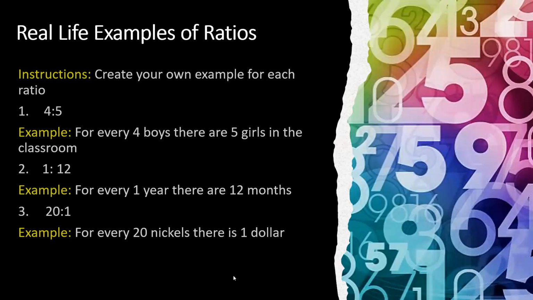For number 1, 4 to 5. For number 2, 1 to 12. And for number 3, 20 to 1. Put your own example inside the chat, please. You can't use mine. So you might say, for every 4 shirts I have in my closet, there are 5 pants. Or you may say, for every 1 pigeon, there are 12, I don't know, trees. It could be anything. But I want a real world example of a ratio. Put your example of the ratio in the chat.